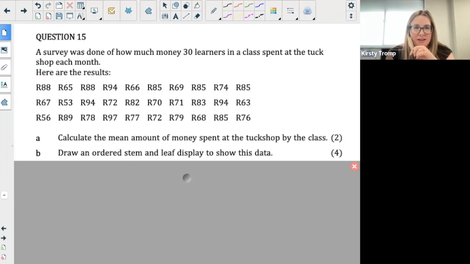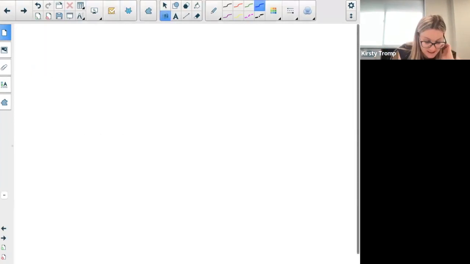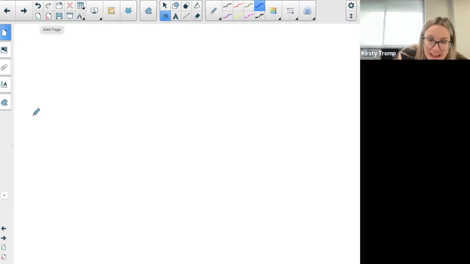Okay, right, guys. Let's have a look at this question. I'm going to help us out here because we're running short on time and we want to get to as many questions as we can. When we're calculating the mean, what does mean mean? Mean means the average. So if we're calculating the mean, we're calculating the average.